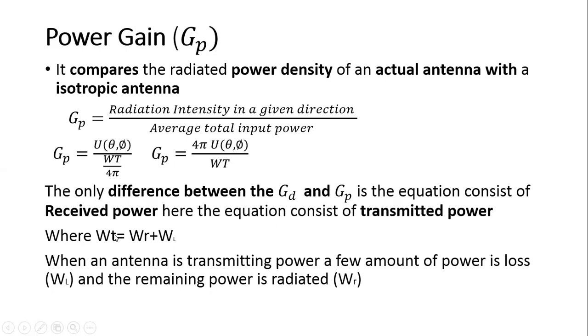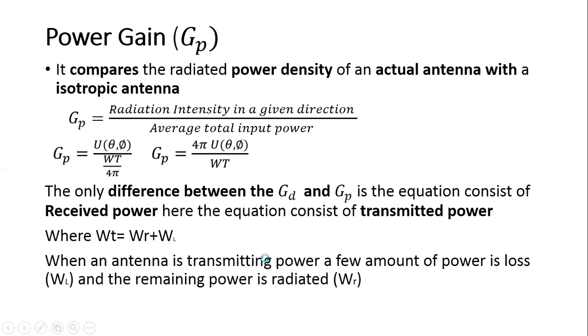For example, if you're transmitting data from one source to a destination, you will send a certain amount of data. But when you transmit, it will get radiated, though there are a few losses because it is going through space. Data will be lost, so power will be lost here. So total power transmitted is equal to power radiated plus power loss. When an antenna is transmitting power, a small amount of power is lost. That lost power is WL, and the remaining power is radiated.